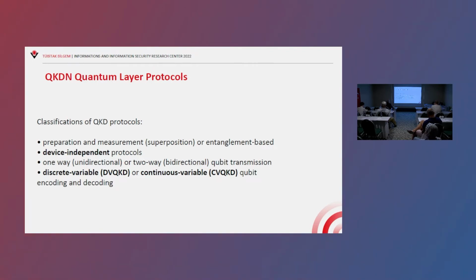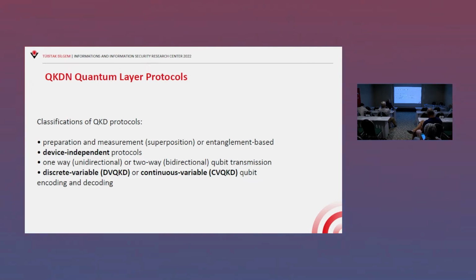In discrete variable QKD systems, one would use single photons. The information is encoded on the properties of a single photon. And this would of course require single photon generation and single photon detection hardware. But in the case of continuous variable, as we'll see, one would use a classical laser beam rather than a single photon. Because a laser beam is basically an electromagnetic wave, it has quadrature components, and the information is encoded on the quadrature components of the laser beam.